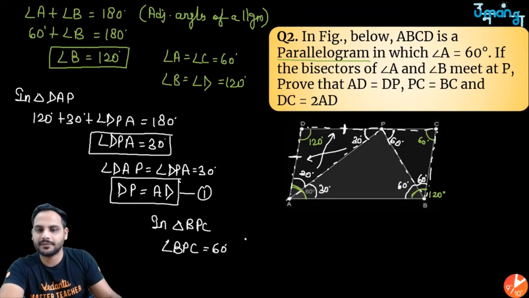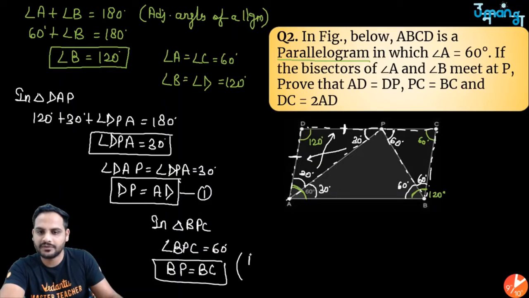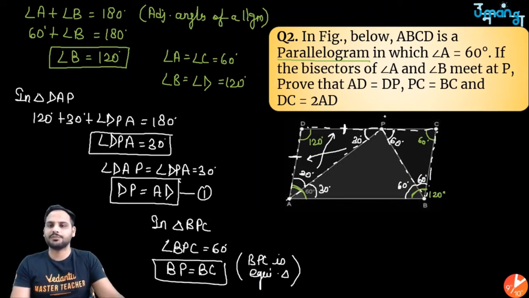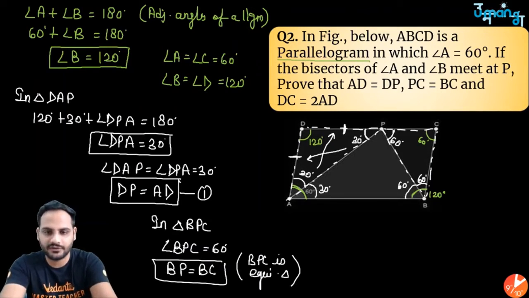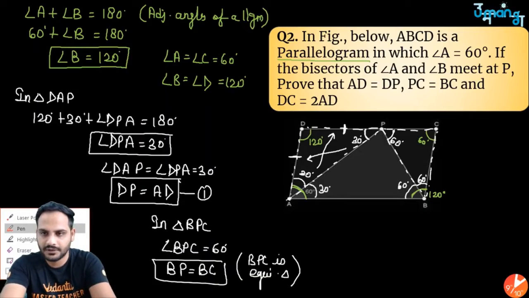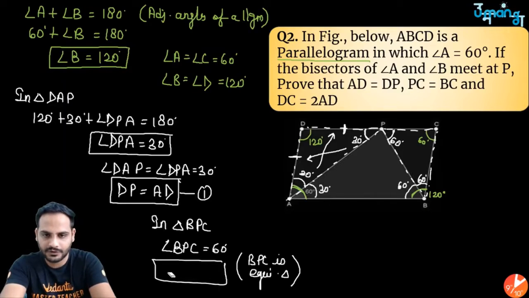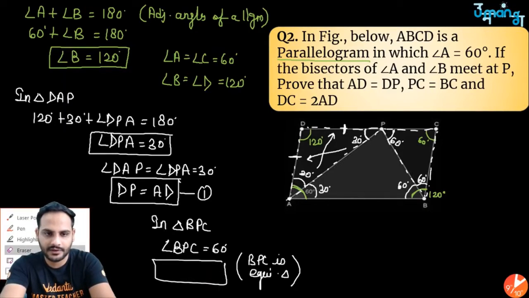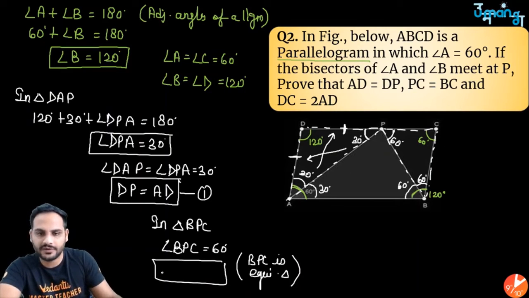Since angle BPC, I can say BPC is an equilateral triangle, all the three sides are equal. So I can say BP is equal to BC because BPC is an equilateral triangle. How can I say it is an equilateral triangle? Because all the three sides are equal. So BP is equal to PC, I have to write, not BC. All the three sides are equal, so I can say PC is equal to BC. Okay, that I have got.